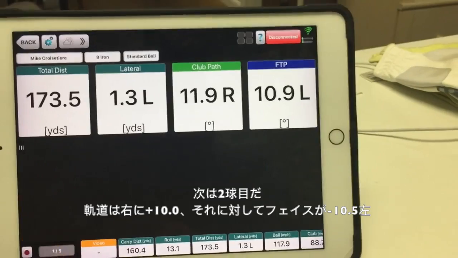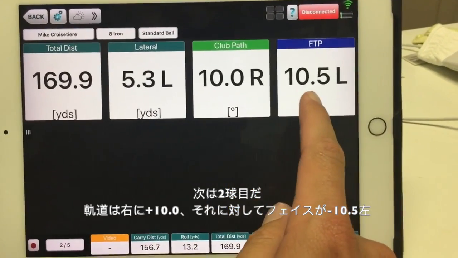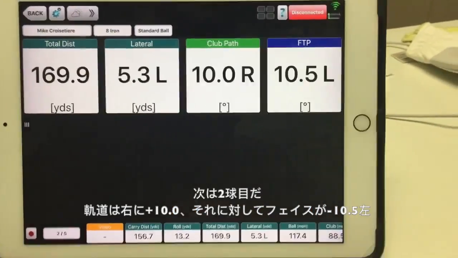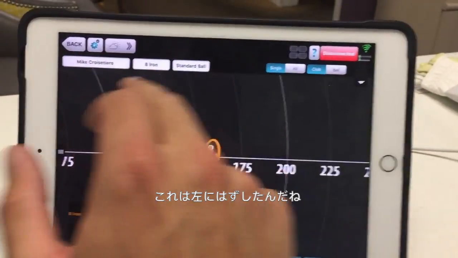Now let's go to the second one. 10 degrees to the right path, but 10.5. So I missed that one slightly left possibly. Here, let me go check that second one. Yeah, that was the one I missed slightly left.